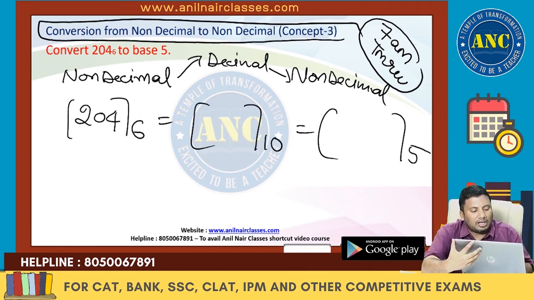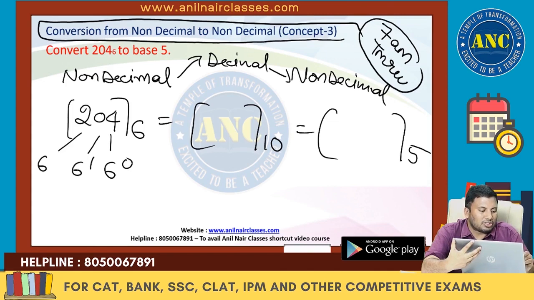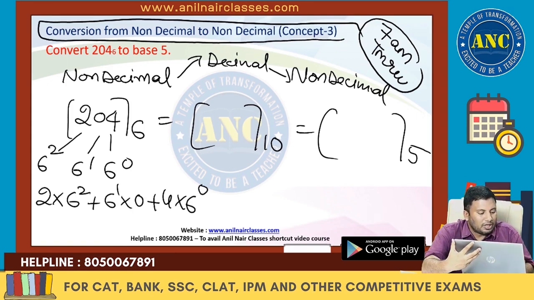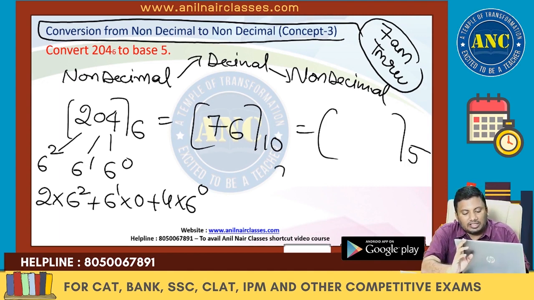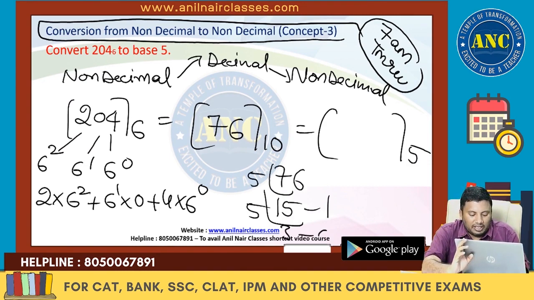Converting from non-decimal to decimal: 6 power 0, 6 power 1, 6 power 2. 2 into 6 square plus 6 power 1 into 0 plus 4 into 6 power 0. 36 2s are 72, 72 plus 4 is 76. Now 76 in base system 5: 5 15s are 75, remainder 1. 5 3s are 15, remainder 0.